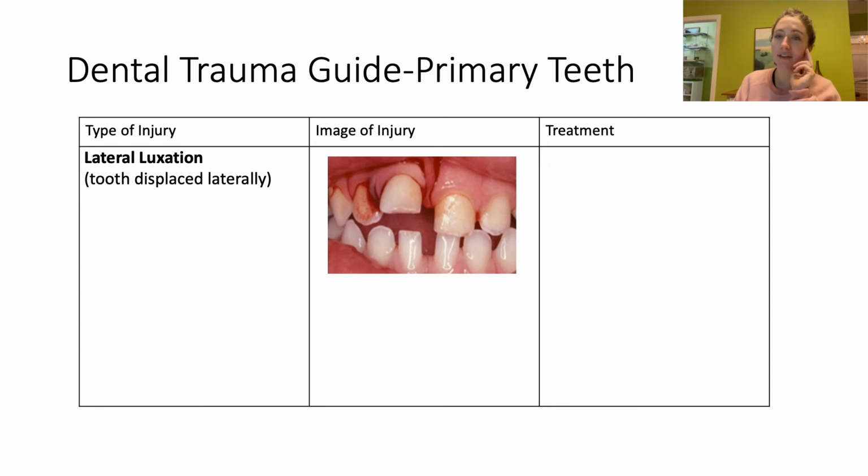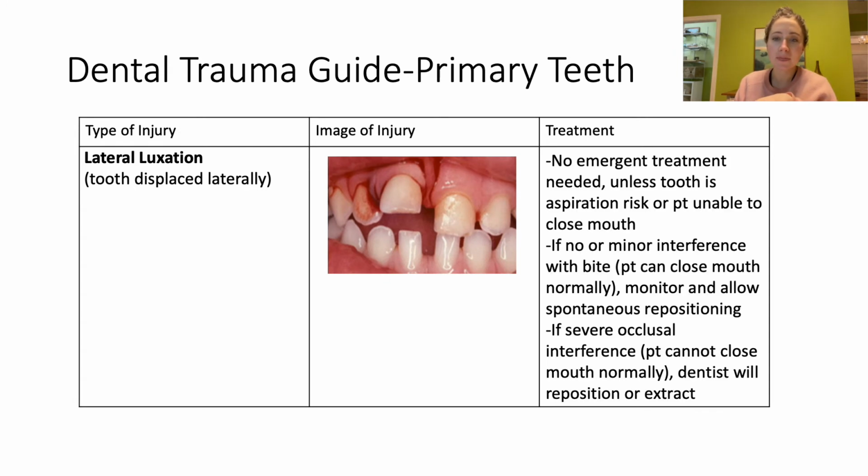A lateral luxation, so that's when the tooth is displaced laterally, and the treatment is you don't need to do any sort of emergency treatment unless the tooth is an aspiration risk, or if it's displaced so much that the patient can't close their mouth anymore. If there's a minor interference with the bite, you can just monitor it and watch for spontaneous repositioning. So magically, between the lip pressure and the tongue pressure, a lot of times these teeth will move back to their original home. But if there's severe occlusal interference, so if the patient cannot close their mouth anymore, the dentist will probably either reposition it or extract it.